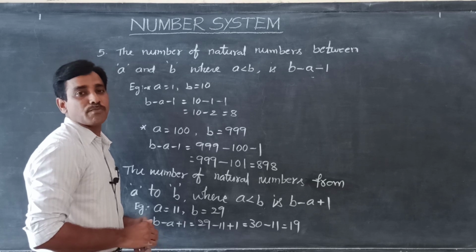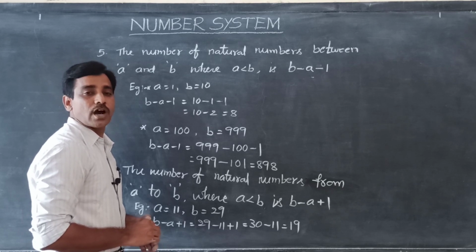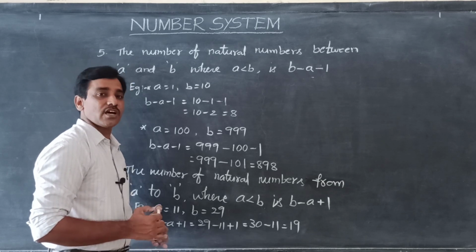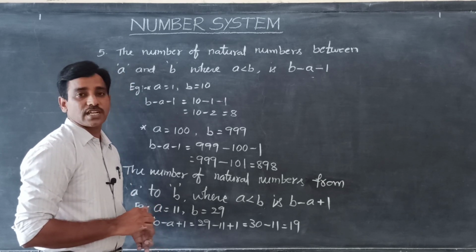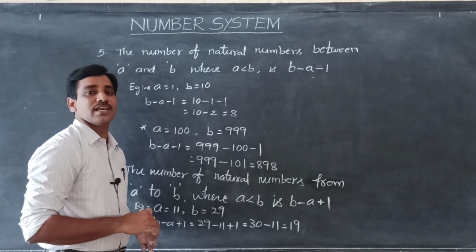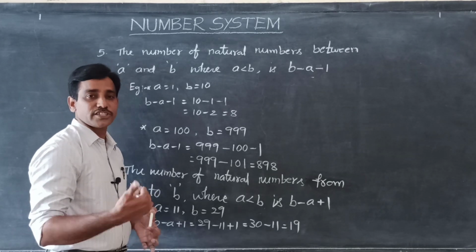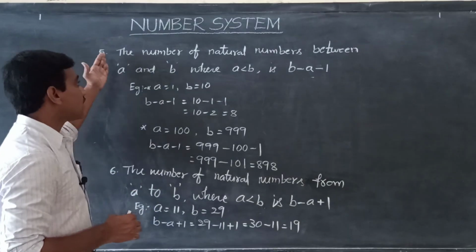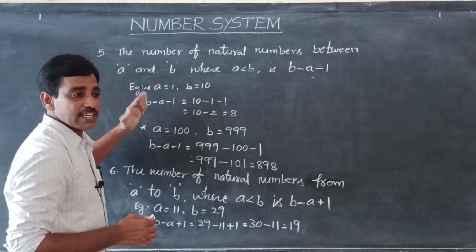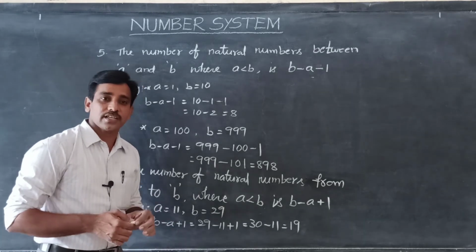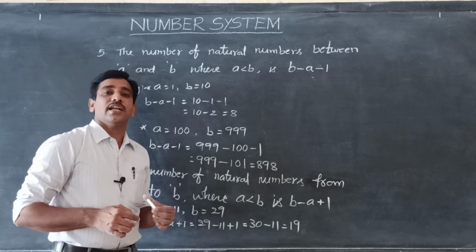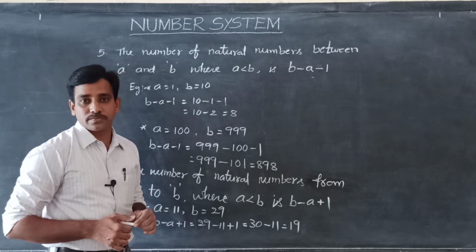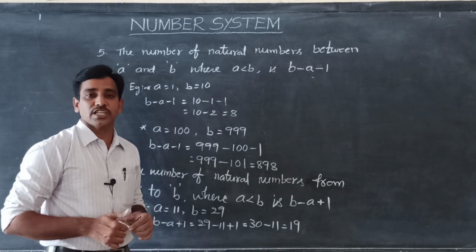In this number system we have already discussed types of numbers. Those are natural numbers, whole numbers, integers, rational numbers, irrational numbers. So I explained about the natural numbers. In the next class I will explain the international system of numbers, Hindu Arabic system, place value, face value.